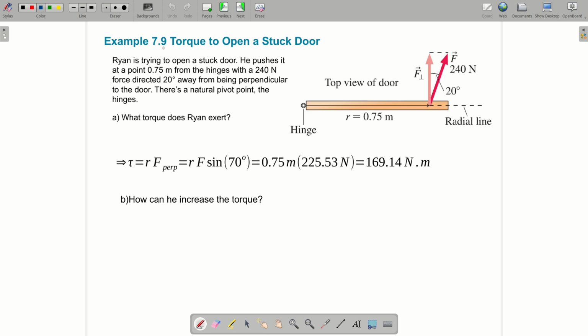Here's an example. Ryan is trying to open a stock door. He pushes it at a point 0.75 meters from the hinges. So we have hinge here. This would be my pivot point. We should always define a pivot point, meaning around which my object, which is the door in this case, will rotate. We will be focusing on the direction of rotation more later as well, but logically also define the direction of rotation, which is counterclockwise in this picture. CCW is counterclockwise.